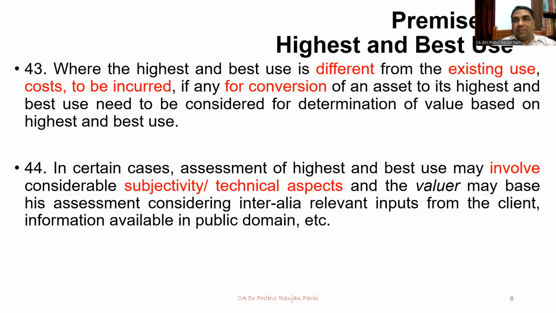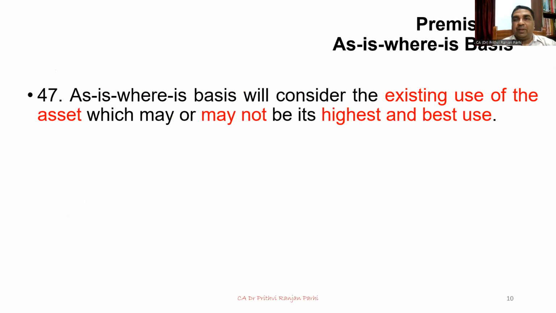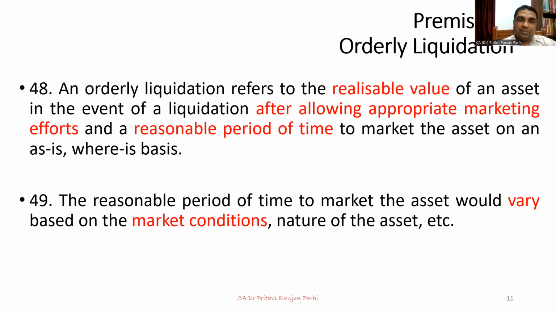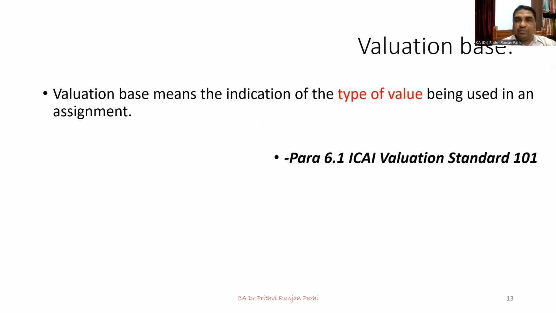Then he has to move on to compute the value. And what I told you has been explained in the appropriate paragraphs of the valuation standards. One can read it. This is the explanation of highest and best use. What is going concern value has also been explained in the valuation standard in paras 45 and 46. What is the meaning of as is where is basis is also explained. What is the meaning of orderly liquidation value is also explained. Forced transaction value has also been explained. All these things are explained. I am not covering them right now in this short video.